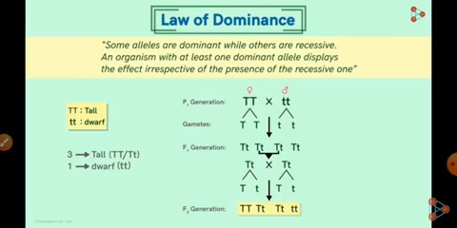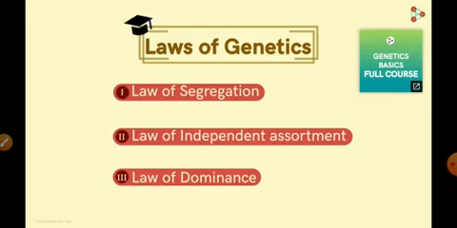There are 2 types of alleles, one dominant and one recessive. This is what the first part says. And the second part says that at least one dominant allele displays the effect irrespective of the presence of the recessive one. So as we can see here that these 3 plants are tall because they contain the allele T for tall trait. This one has both the dominant alleles, and these 2 have one allele for the dominant trait. Its presence masks or suppresses the effect of the recessive allele. So this was about the third law of genetics called the law of dominance.